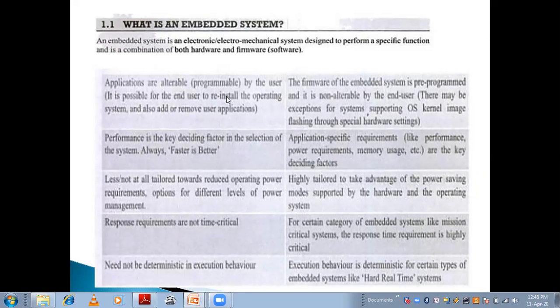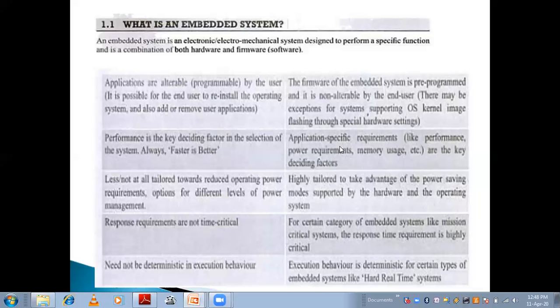So if you compare the embedded system and the normal system, a normal computing system or a general purpose computing system is alterable, whereas in the embedded system, the firmware is pre-programmed and not alterable. Performance is the key deciding factor in the selection of the system, and the requirement is faster and better.